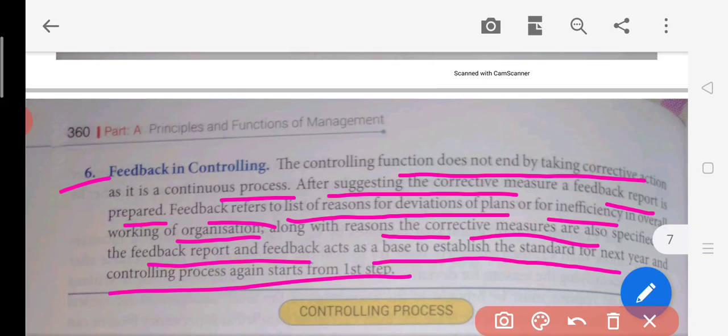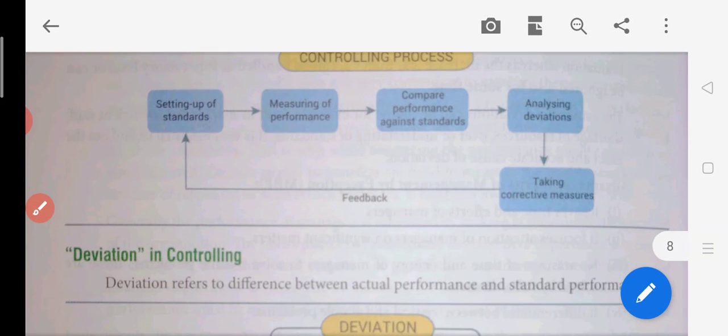Now, what they will be doing here after this controlling is that a feedback about how the control has been done, all the deviations along with the reasons and the solutions, will be presented as a report in front of the management, and then next time management is going to set or establish the standards for the upcoming years. So this is how the feedback of controlling is also very important. So this was the last step here.